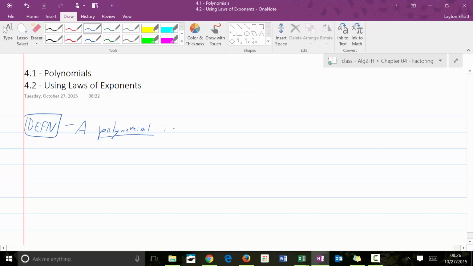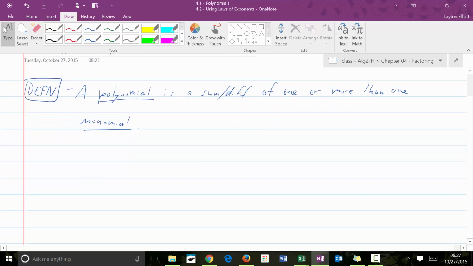And in its most simplistic form, a polynomial is a sum or difference of one or more than one monomial. So that raises the question, what is a monomial? Well, sometimes I find it good to just put down a few examples of polynomials before we get into the specifics of what we're calling a monomial.